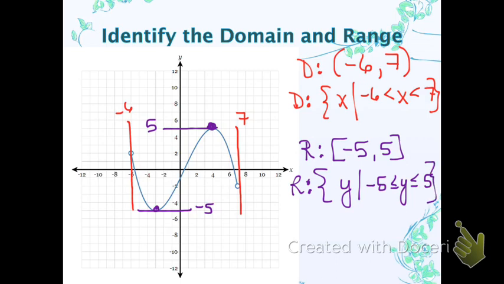Now if you had one of these circles colored in at the end, that would just change something to a bracket or a parenthesis. So if I colored this one in, what that would do is it would change this -6 to a bracket because now it's included, and this -6 here would have an equal sign because it's now included.